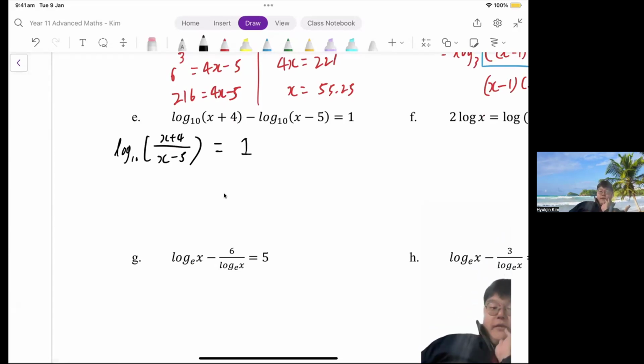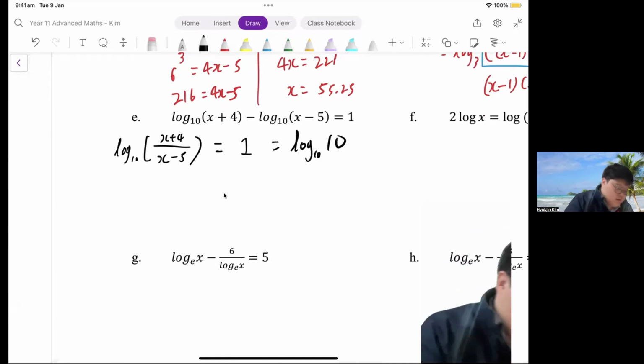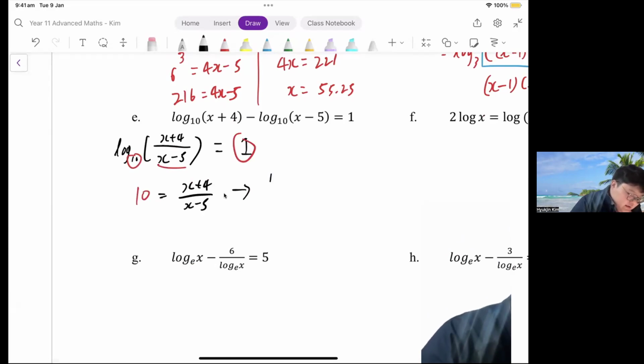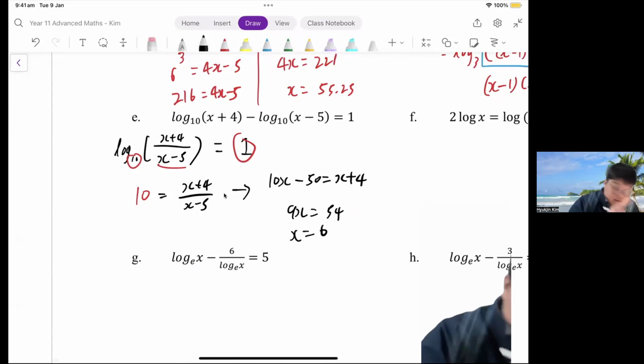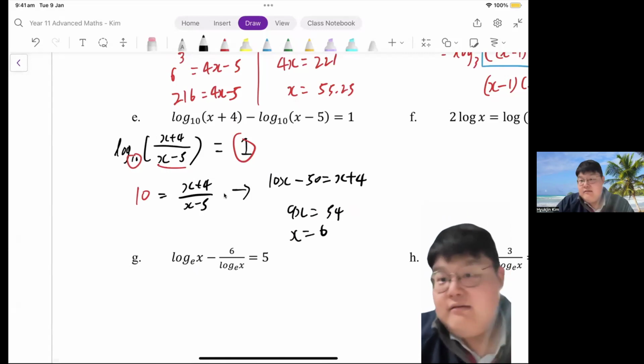There's a few ways to go about this. You could use complicated log laws and say, oh, 1 must be log base 10 of 10, and then you equate it. Or you could just BAP it and say, you know what, 10 to the power of 1 equals all this. So 10 equals (x plus 4) over (x minus 5). So now you get 10x minus 50 equals x plus 4. 9x equals 54. x equals 6. How good? Okay, that's about it.